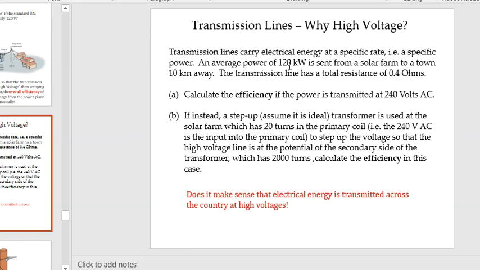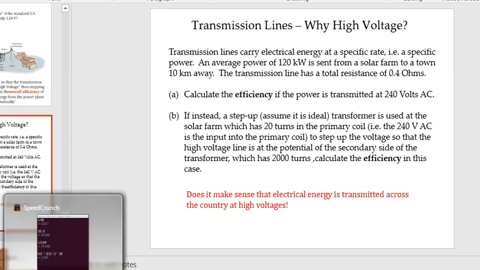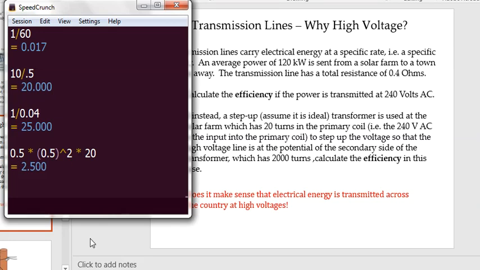So I'm going to write down some of my facts here. The power is equal to 120 kilowatts. And the distance, this distance is equal to 10 kilometers. But more importantly, the resistance of this line over the full 10 kilometers is 0.4 ohms. So we're going to try to figure out how much power is actually dissipated in the wires.